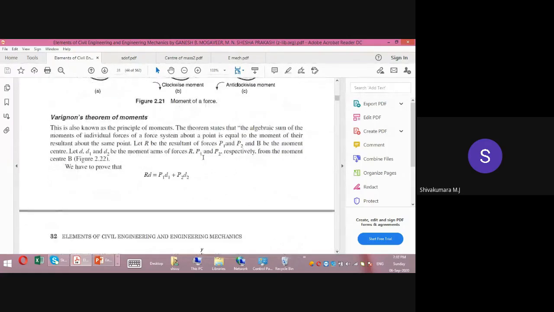You can read it, all of you. All of you can read this statement once. Can you read? Varignon's theorem states that the algebraic sum of moments of individual forces of a force system about a point is equal to the moment of their resultant about the same point. Done? Yes, sir.